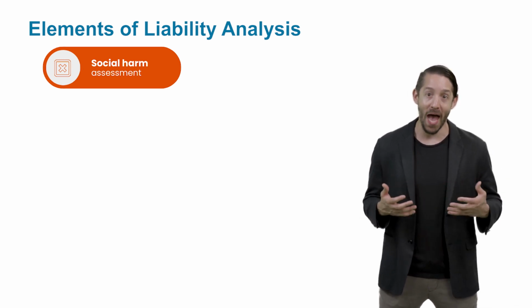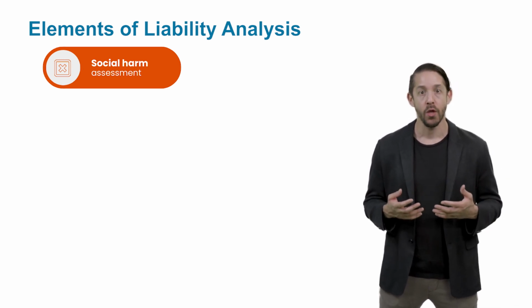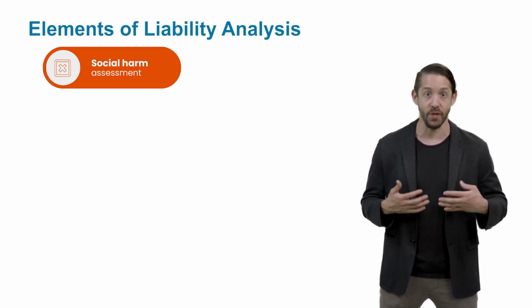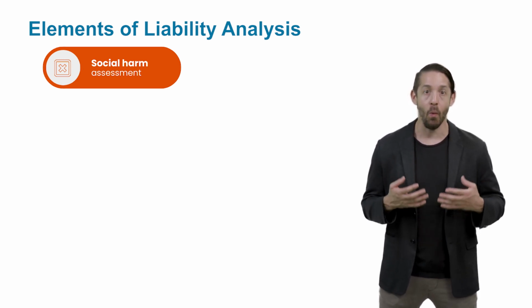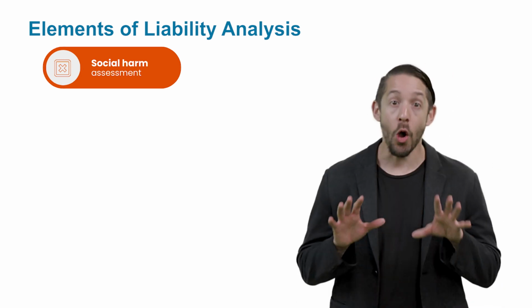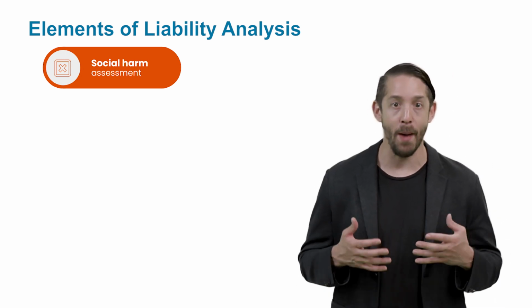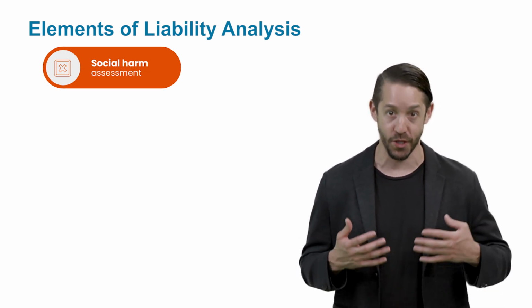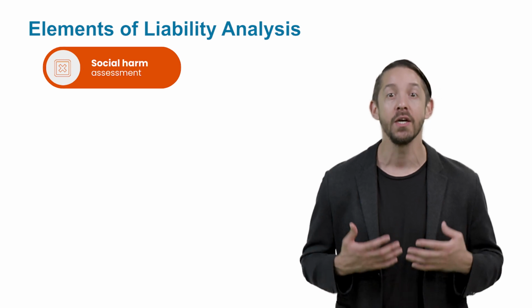So whenever you're asked to analyze criminal liability, you're going to need to analyze social harm by identifying the objective elements of the charged offense and assessing whether they can be established beyond a reasonable doubt based on the facts you're presented with. Note that there's no model penal code or common law approach to social harm analysis. It's just a straightforward application of the objective elements in an offense definition to the facts of a case.